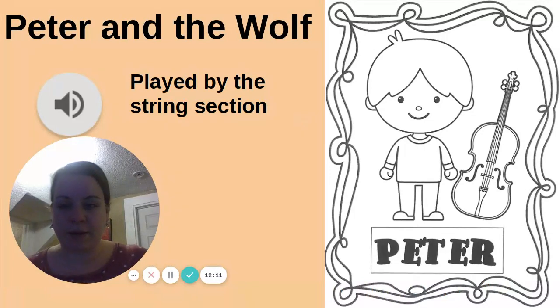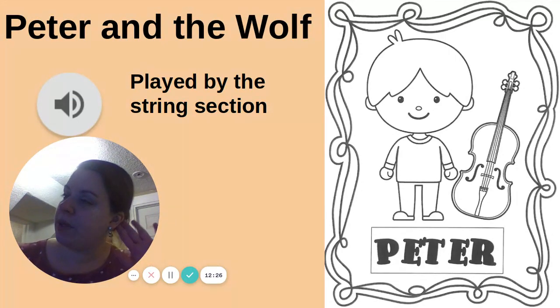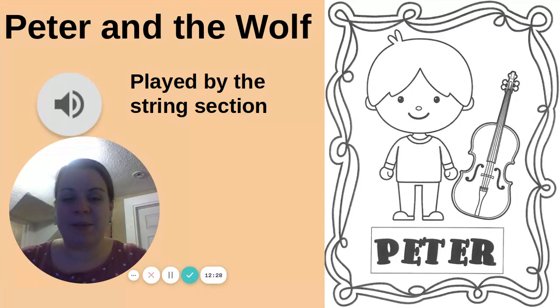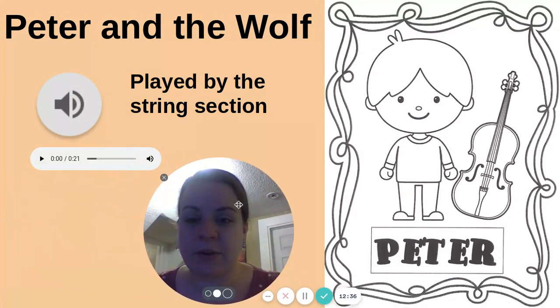The first one is Peter. Peter is played by the string section. So anytime in our story Peter does something, like when he skips into the meadow and when he does anything big in the story, you'll hear Peter's theme, Peter's song. And Peter's song is played by the string section. In that picture, you'll see a picture of Peter, and he's standing next to a violin. So this is the sound of Peter in Peter and the Wolf.